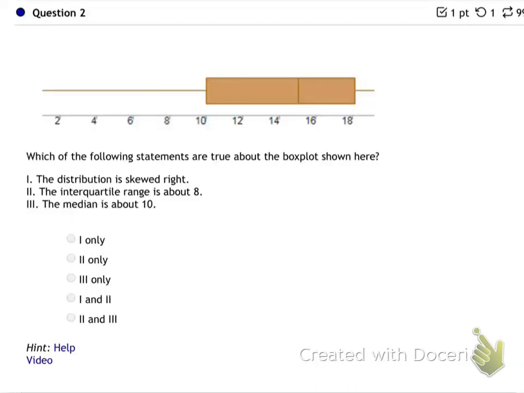All right. Here we go. Number 2. Which of the following statements are true about the box plot shown here? The distribution is skewed right. Actually, no. This is skewed left. Skewed means, which way do the lines go further? Skewed means kind of pulled. Yeah, that's a good word for it. Pulled. So this one's skewed left. So no, number 1 is not true.